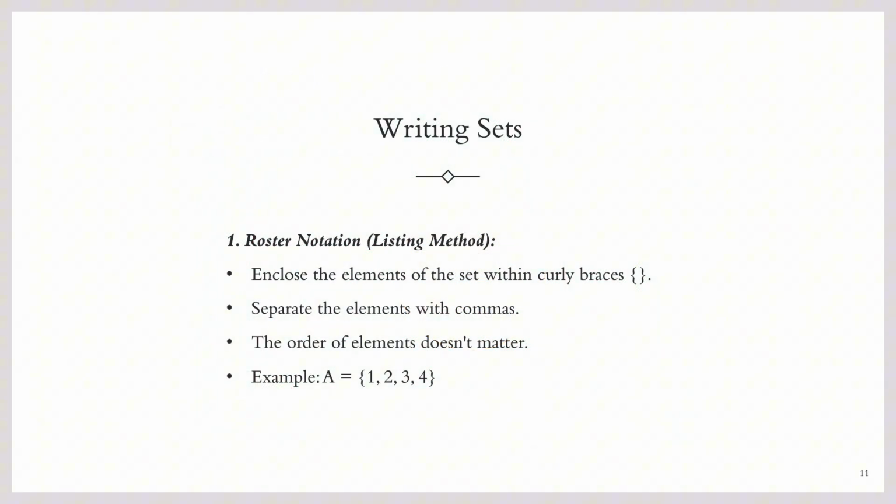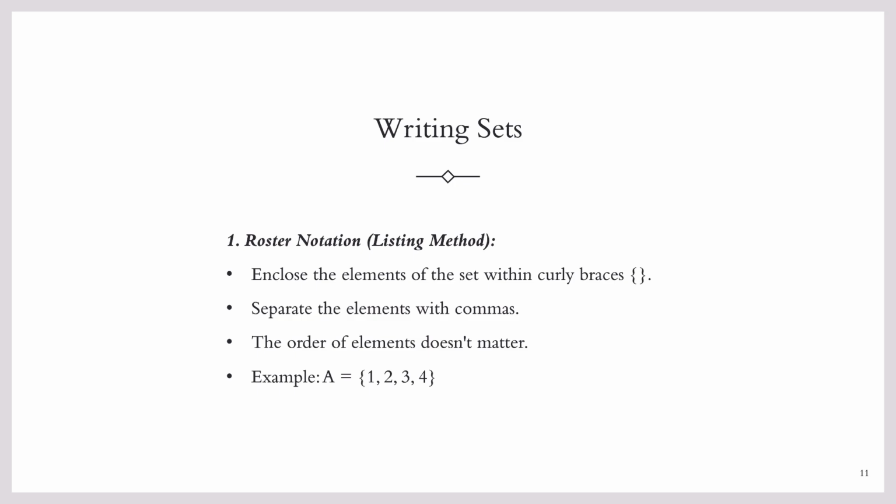Now let's look at methodologies for writing sets. The first method is roster notation. It is also called the listing method. We enclose the elements of the set within curly braces, and we separate each element with commas. The order of elements in this case does not matter.